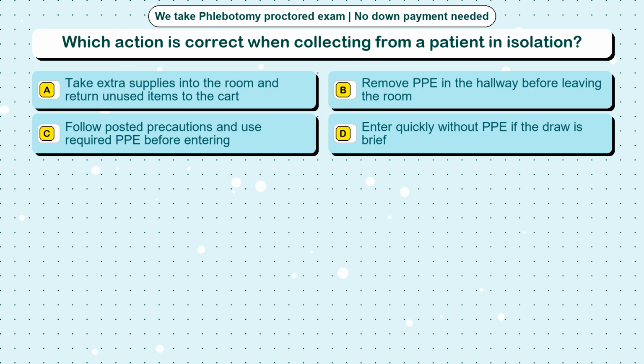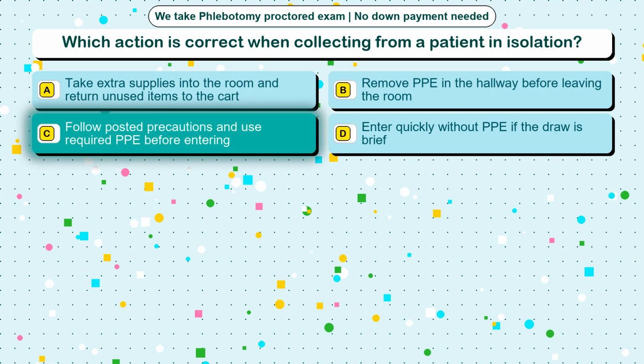Question 20. Which action is correct when collecting from a patient in isolation? Option A. Take extra supplies into the room and return unused items to the cart. Option B. Remove PPE in the hallway before leaving the room. Option C. Follow posted precautions and use required PPE before entering. Option D. Enter quickly without PPE if the draw is brief. The correct answer is option C.